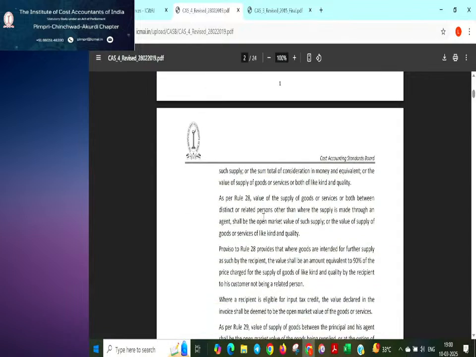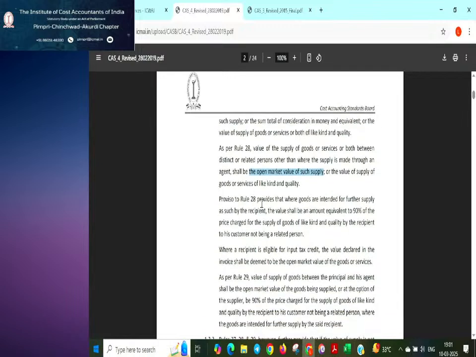As per rule 28, if they are related persons or distinct persons, other than where the supply is made through an agent, the value shall be the open market value of such supply. The proviso to rule 28 provides that where goods are intended for further supply as such by the recipient, the value shall be an amount equivalent to 90% of the price charged for the supply of goods of like kind and quality by the recipient to his customer not being a related person. That is, this is further supply. So you received it and you are supplying to some other person.